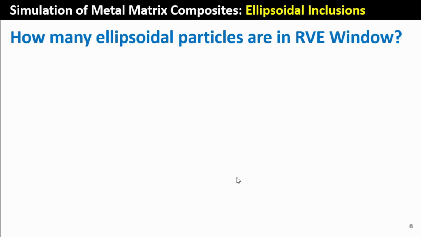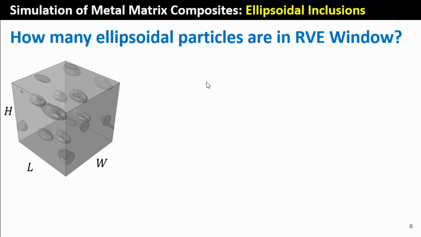These are the dimensions. Of course, the question is how many ellipsoidal particles are we interested in for this RVE? How many ellipsoidal particles will fit into it? I'll do a simple calculation to show you that. So this is a typical representation of the RVE, with particles already distributed in the ellipsoidal shape. We know the length, the width, and the height. Each particle has a major axis of 2A, and in the other direction 2B, and in the y direction 2C.